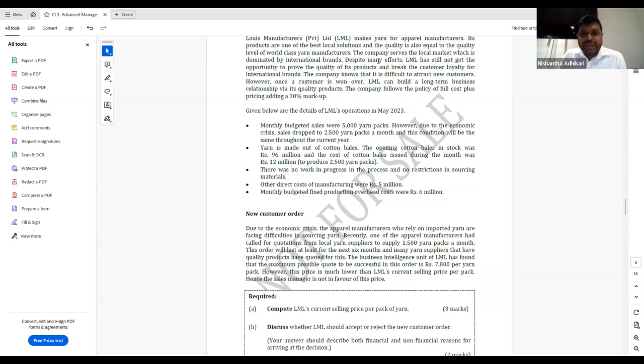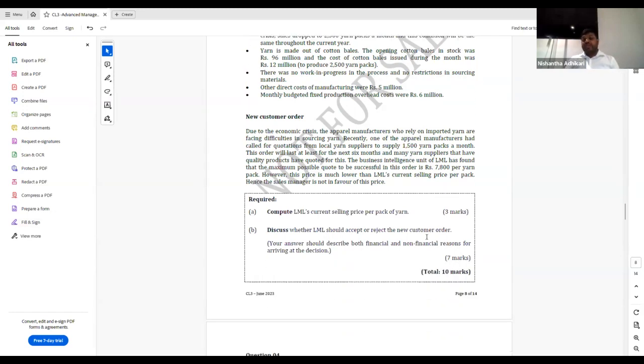Given below are the details of LML's operation in May 2023. Monthly budgeted sales were 5,000 yarn packs. However, due to the economic crisis, sales dropped to 2,500 yarn packs a month, and this condition will be the same throughout the current year. Yarn is made out of cotton bales. The opening cotton bales in stock was 96 million, and the cost of cotton bales issued during the month was 12 million to produce 2,500 packs. There was no work in progress and no restriction in sourcing material. Other direct costs of manufacturing were 5 million. Monthly budgeted fixed production overhead cost will be 6 million. Those are the information.